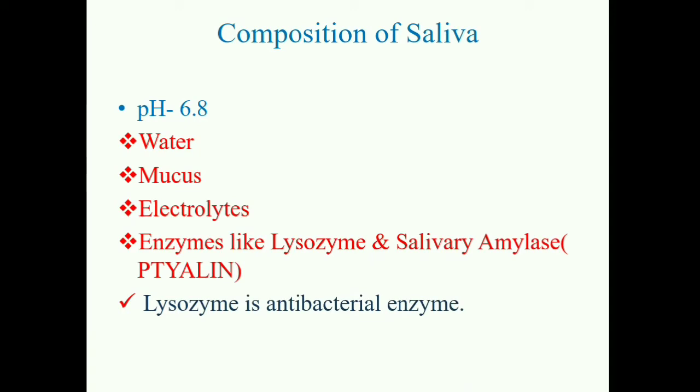Its composition includes water about 99%. It has mucus. Electrolytes are also there: sodium ion, chloride ion, potassium ion, bicarbonate ions, thiocyanate ions. These are present in saliva. And saliva contains 2 important enzymes, lysozyme and salivary amylase. Salivary amylase is also called ptyalin.